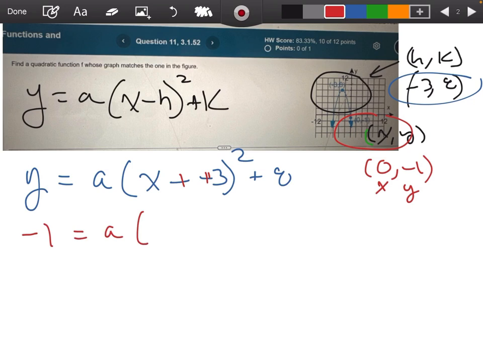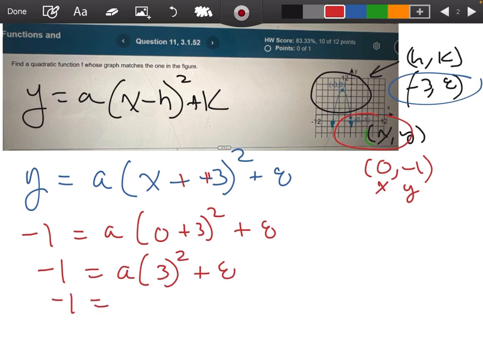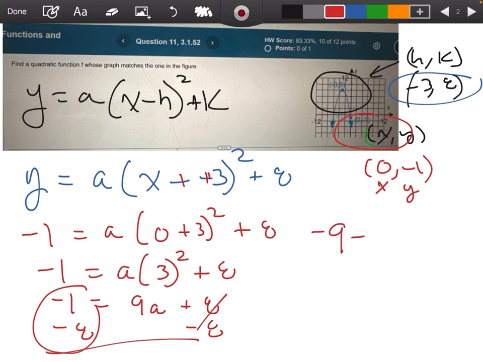So -1 equals a times (0 plus 3) squared plus 8. We're trying to solve for the value of a. 0 plus 3 is still 3, squared plus 8. 3 squared is 9, so 9a plus 8. We're going to minus 8 on both sides, y'all. So -1 minus 8 is -9 equals 9a. So when we divide by 9, a should be -1.